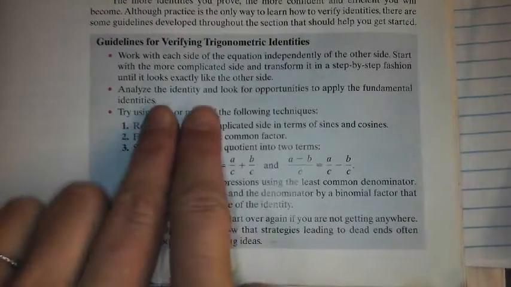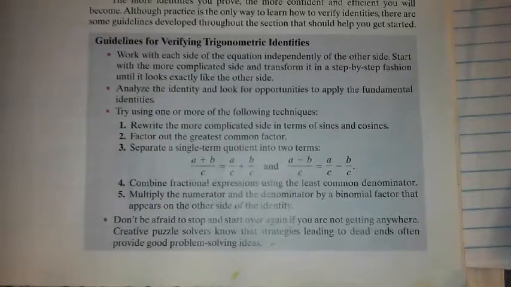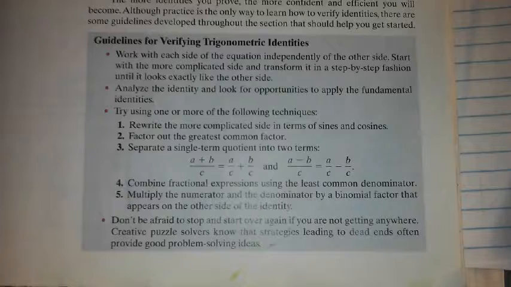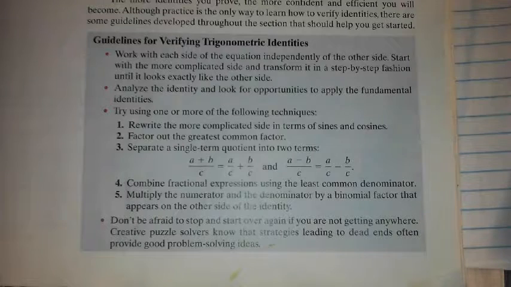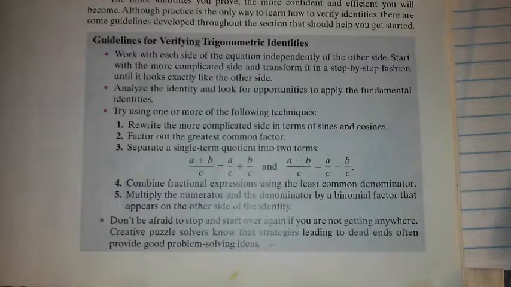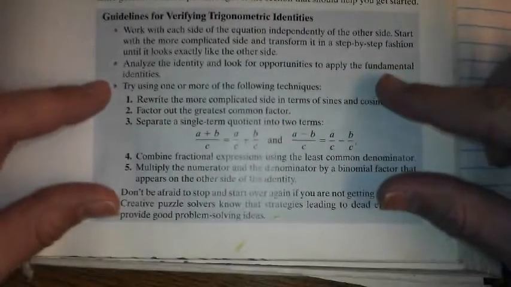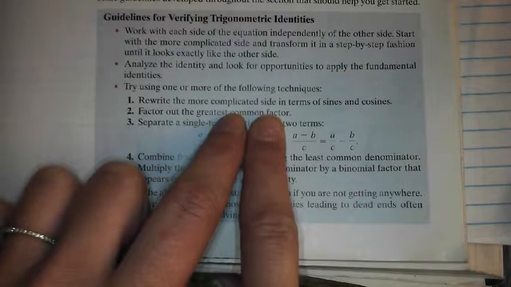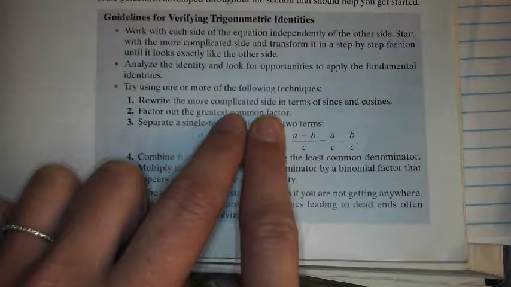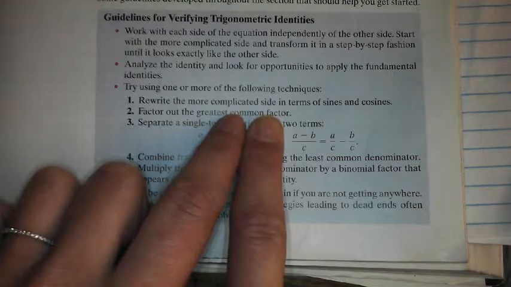We've talked about that. Then analyze the identity and look for opportunities to apply the fundamental identities, meaning look for opportunities for substituting in, maybe sine over cosine for tangent, maybe a Pythagorean identity. Look for opportunities to substitute things out and plug other things in so that simplifying can unfold from there. Here are some of your techniques that we worked with. Rewriting things in terms of sines and cosines, which can sometimes get a complex fraction, which allows you to keep, change, flip, or clear fractions that can clear a lot more out than you anticipated.